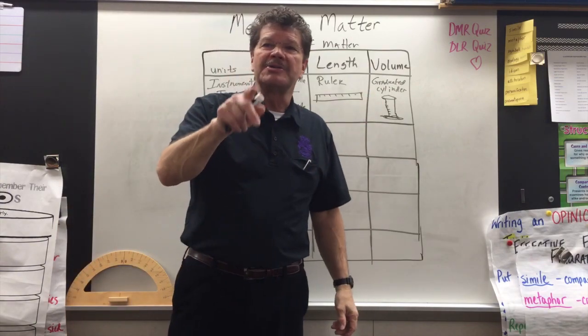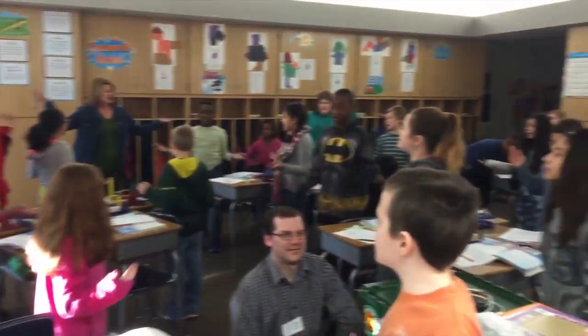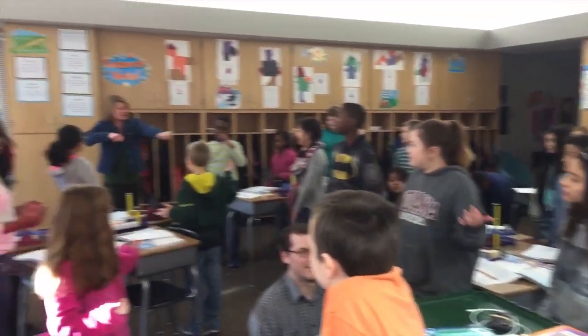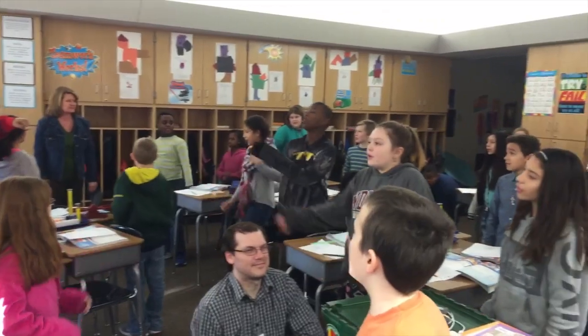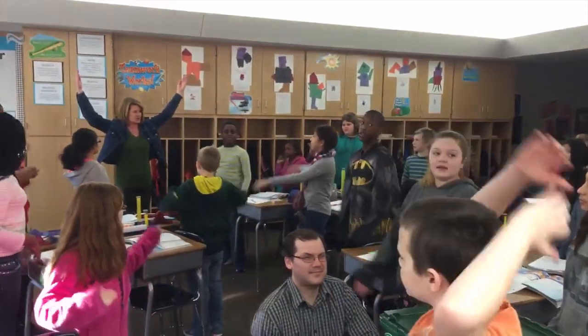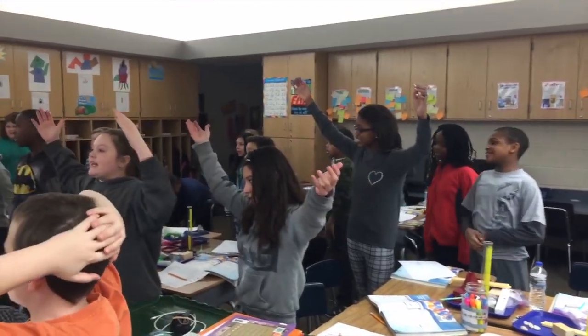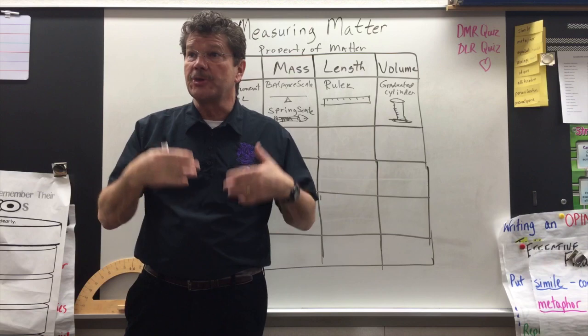Graduated cylinder. All right, I'm going to try it one more time with you. What property does this show? Mass. And what do you use to measure mass? Balance scale. What property does this show? Length. What do you use to measure length? Ruler. What property does this show? Volume. And what do you use to measure volume? Graduated cylinder.